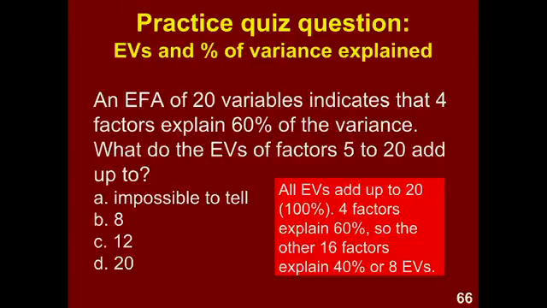Well, if the first 4 factors explain 60%, eigenvalues 5 to 20 explain 40%. 40% of 20, well, 10% is 2, so 40% is 8. So the eigenvalues from 5 to 20 must add up to 8. B.